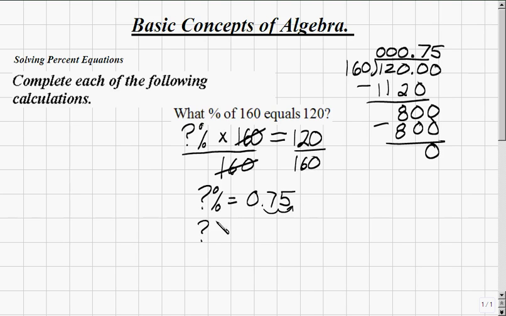So what percent are we looking for? This would become 75%. So what percent of 160 equals 120 would be 75%. 75% of 160 is equal to 120. And that's our final answer.